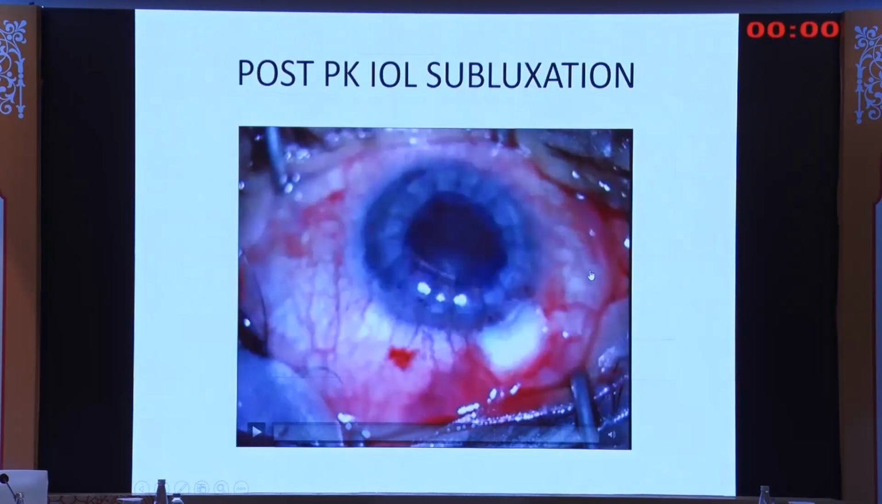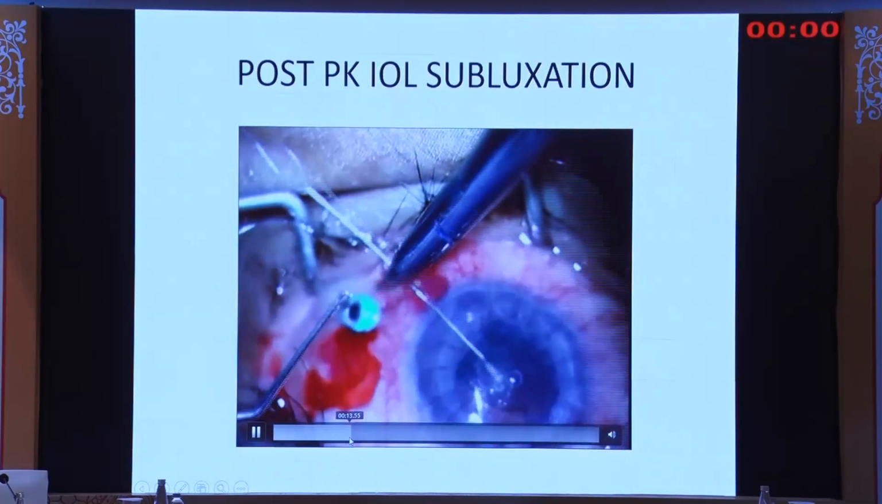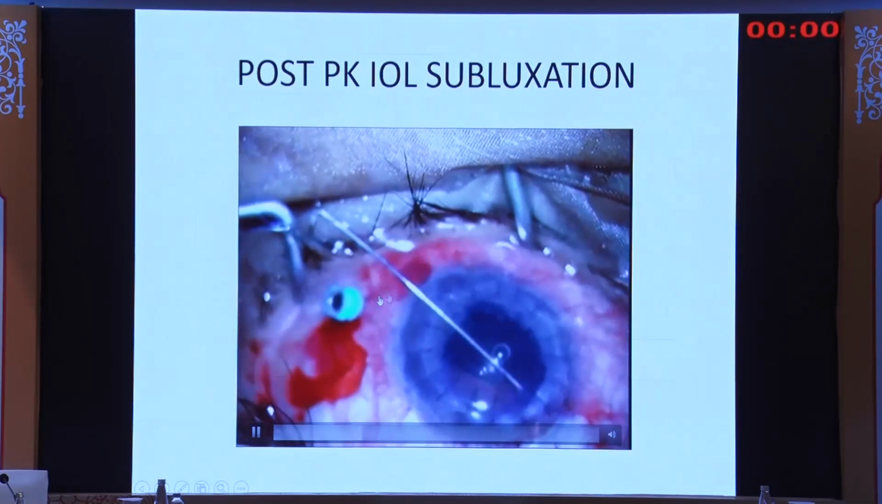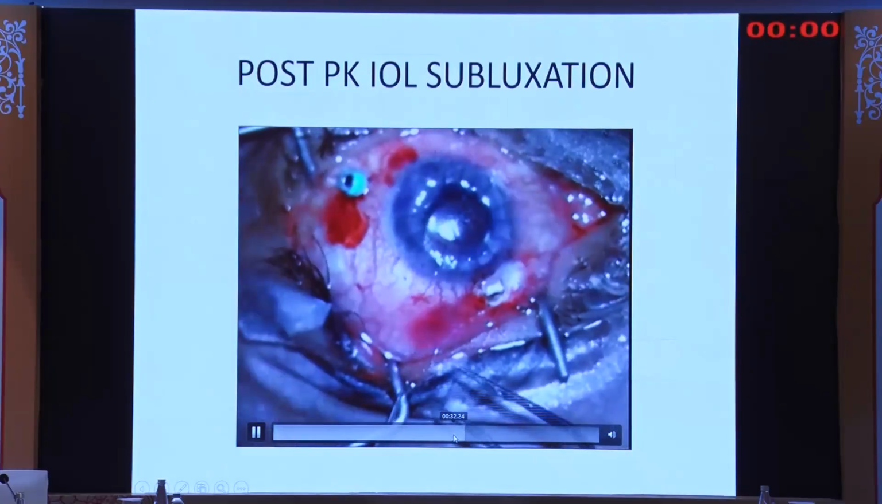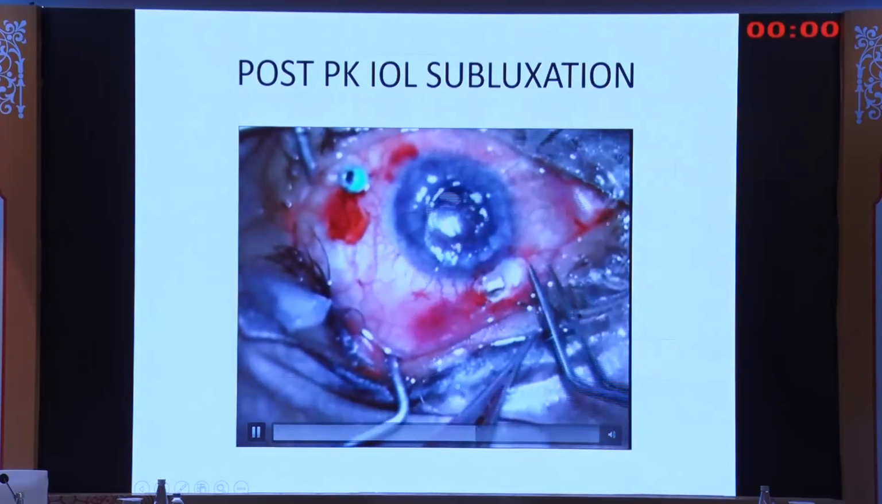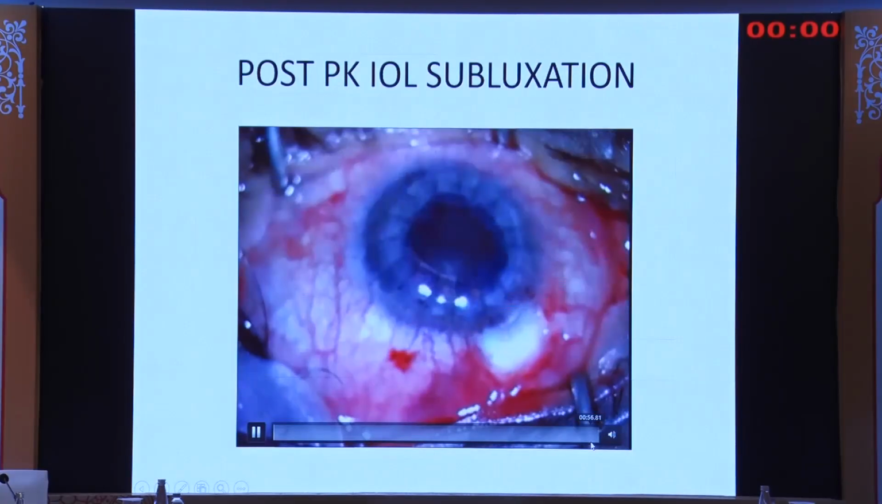Another case is a post PK, now taking out the subluxated lens. Again the same red roll technique, we just fix the haptic on the sclera and do a vitrectomy, since there was a vitreous loss, and manage this.